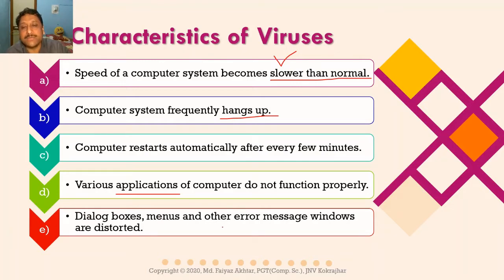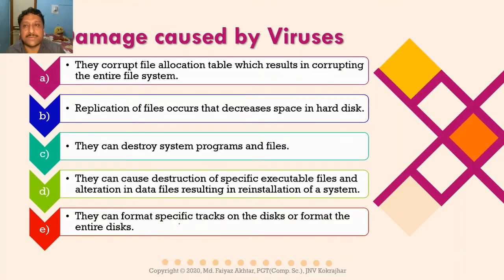Dialog boxes, menus, and other error message windows are distorted. Some dialog boxes may not be displayed properly. Menus will not display properly even after clicking many times. Error messages may display again and again. These are the characteristics showing that your computer is attacked with a virus. So be aware. And then, what are the damages caused by viruses?